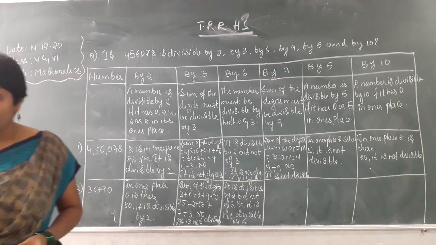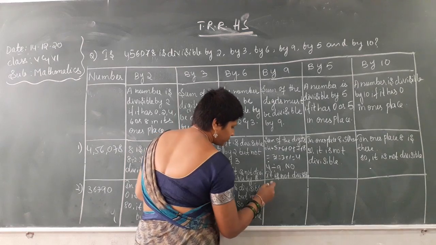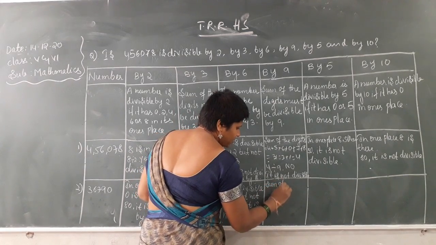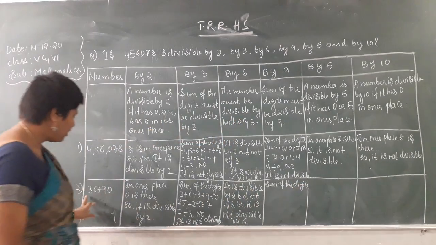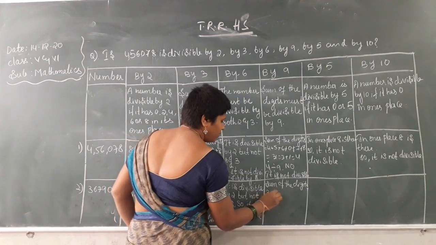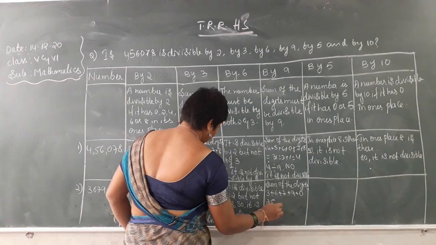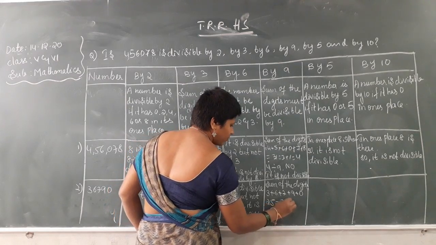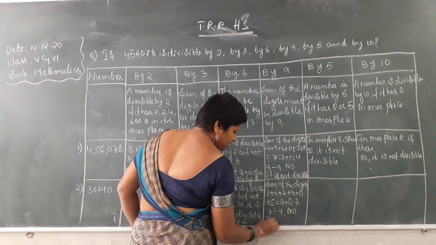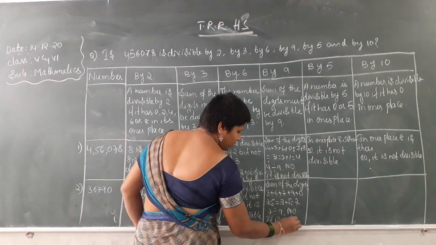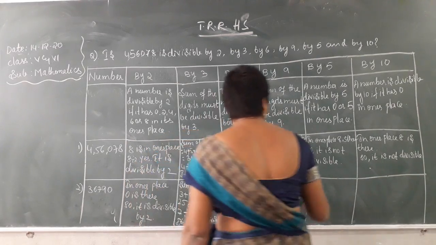Now coming to your 9. So 9 is again the sum of the digits. So write down here sum of the digits. You add up all these digits: 3 plus 6 plus 7 plus 9 plus 0. How much? 25. Again 2 plus 5, how much? 7. So is 7 divisible by 9? No. So it is not divisible.